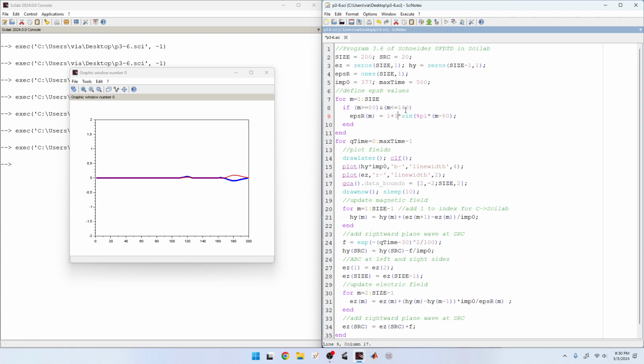And then we want it also when m is 140. So we'll do m minus 80 over 140 minus 80. Okay, so when m is equal to 80, this will be 0. When m is equal to 140, this will be 1 times pi, which will also be 0. So let's take a look at that.